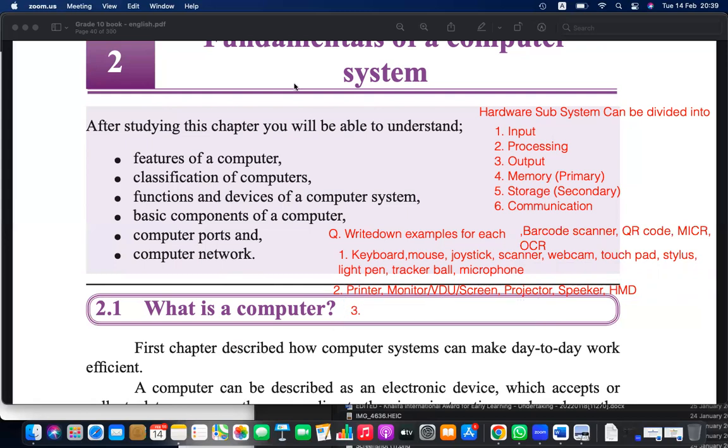Make it number... This is number 3. Sorry. This is not processing. This is 3, right? 3 is output. For 2 we wrote processing. So 2 goes here.